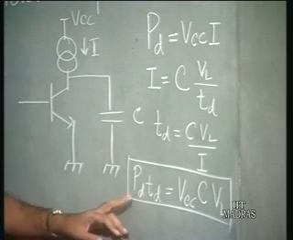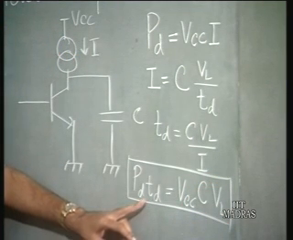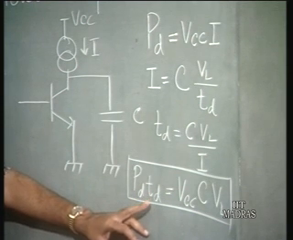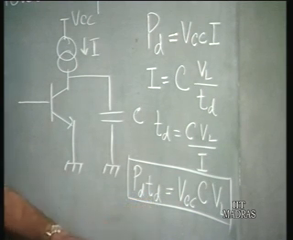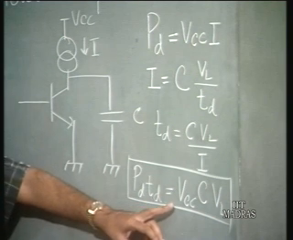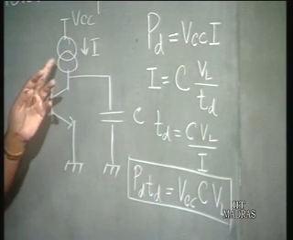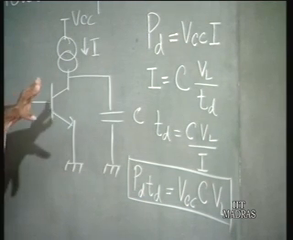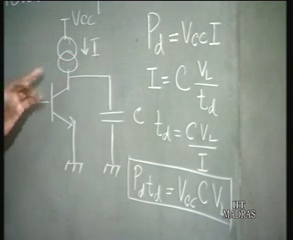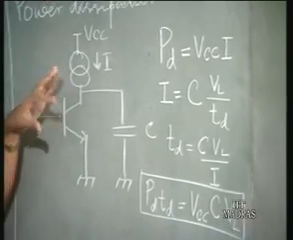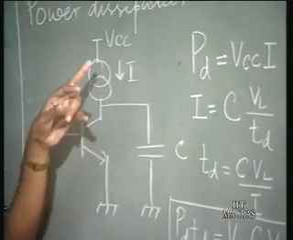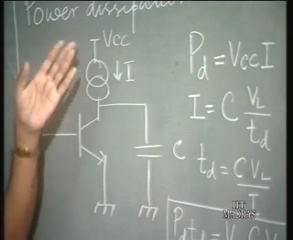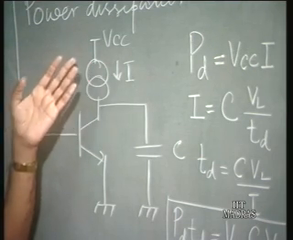So, this expression, PD into TD, is an important figure of merit of a logic family. It is called the power delay product. And you see that this is independent of the value of the current source. Now, in a particular logic family, suppose this is the basic inverter, you can change this value of current, for example, if you had a resistance, you can change the value of resistance.